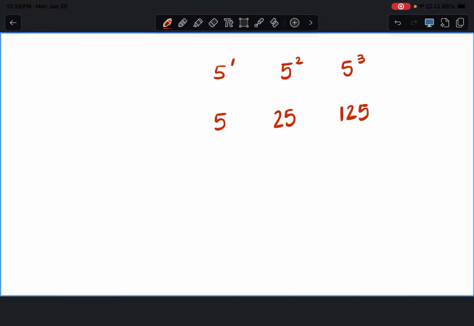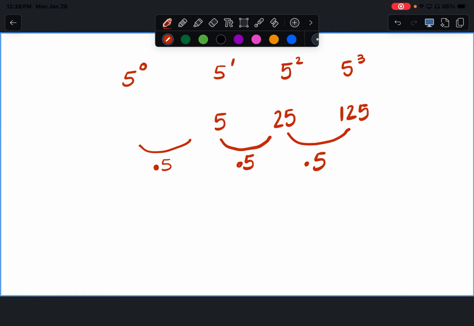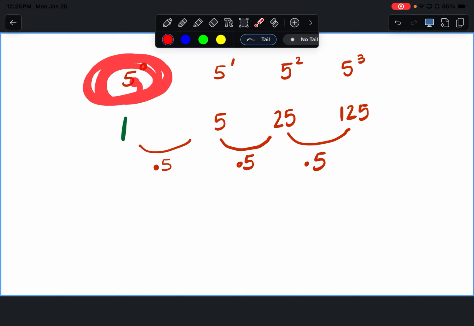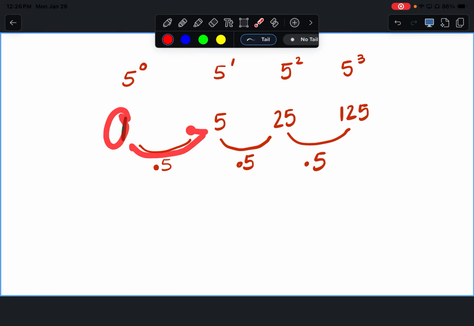So what is happening between here and here? It's getting multiplied by 5. What about from here to here? So if I was to take this back to 5 to the 0 power, what number would you multiply by 5 to get 5? 1. Okay? 5 to the 0 power is 1, because you aren't multiplying it by 5 any times, right? But if it was 0, what is 5 times 0? 0. So could that get you to this next step?